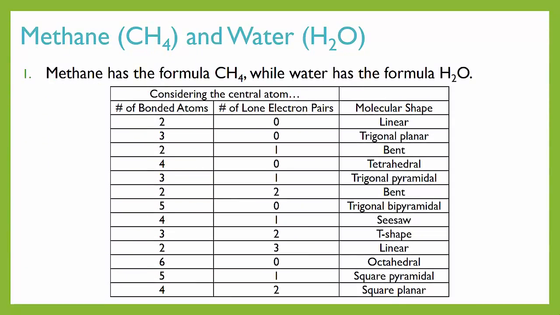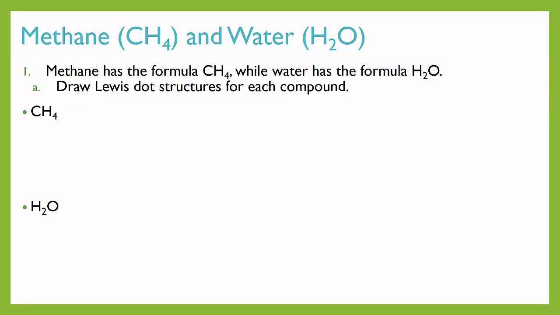The first problem is asking us about methane and water, and it's going to ask us some questions about the VSEPR shape, so we need to make sure we have our VSEPR chart out. So first we need to draw Lewis dot structures for each compound.